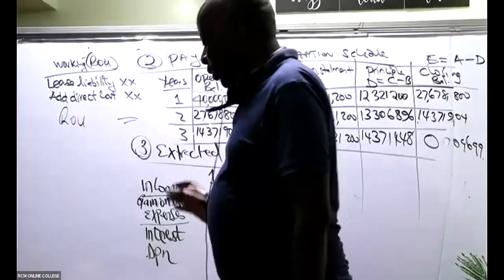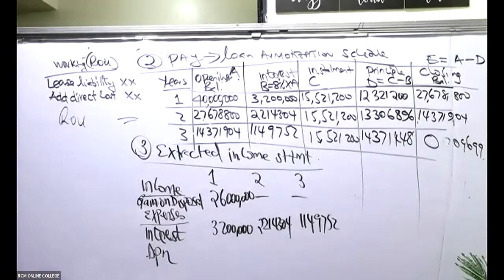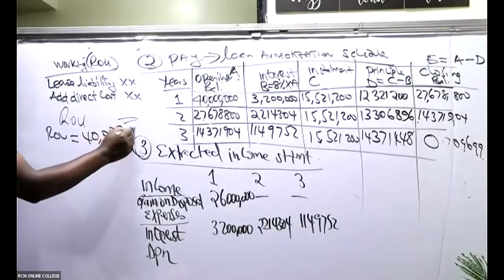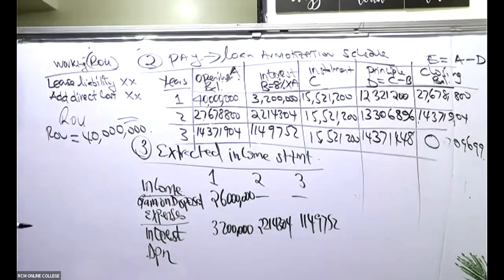So in our case, we don't have any costs given here. We don't have any other additional cost given here. So basically, in our case, our ROU will be exactly equal to what here? Our ROU will be exactly equal to what here, somebody? To 40 million. Because there are no additional costs.